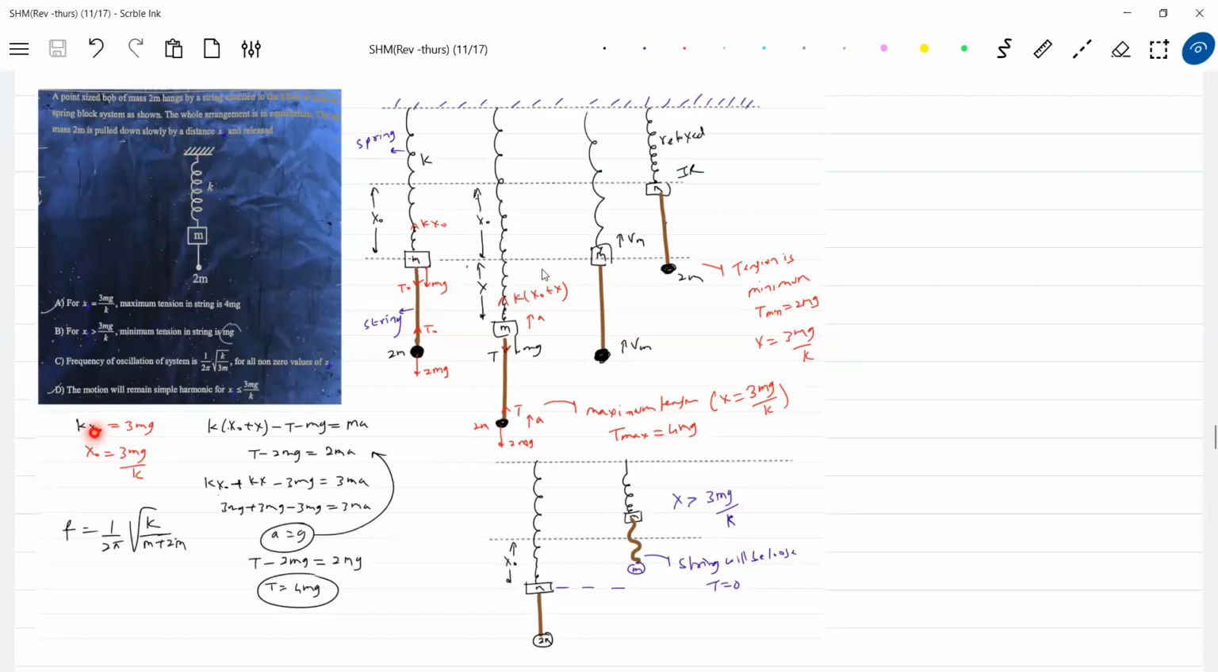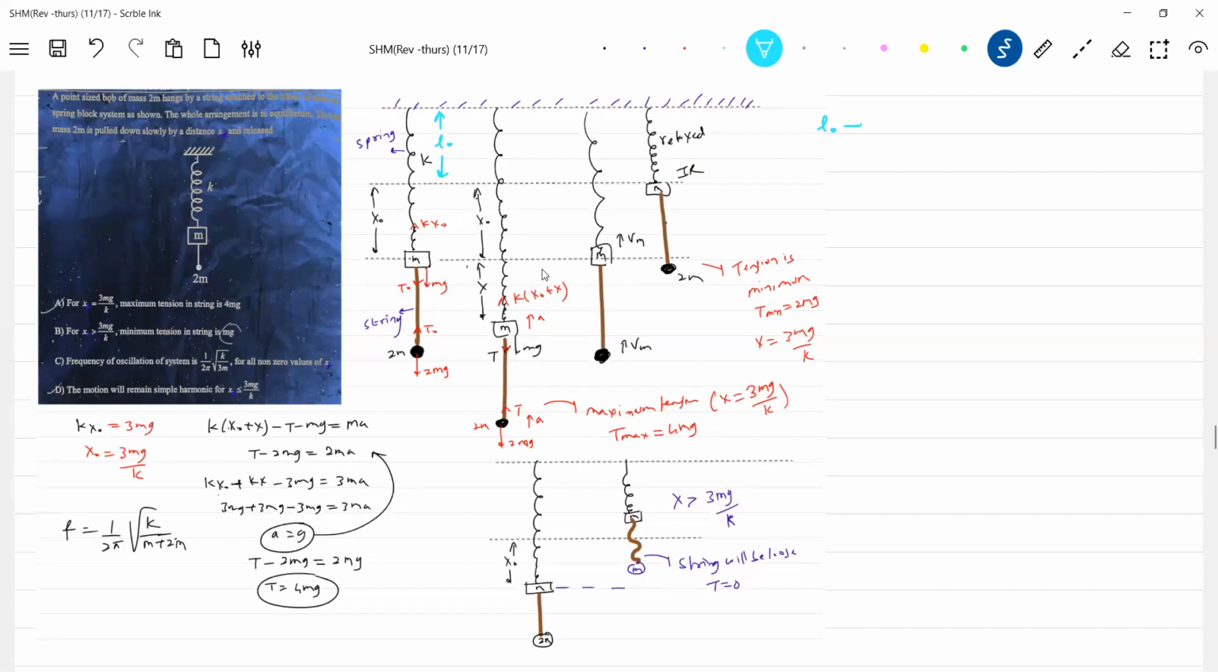So initially, look at this first diagram here. Initially, when the blocks are at rest, kx naught, the tension will become internal. So therefore, kx naught should be equal to 3mg. And how much tension is in the string? The brown color is the string. Please do notice, T naught equals 2mg. So what is the initial elongation of the spring? This is the natural length of the spring, and this is the initial elongation. Write it here.